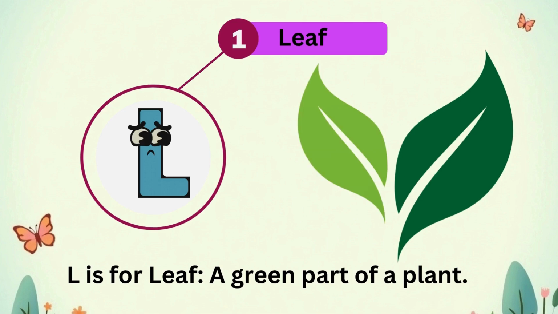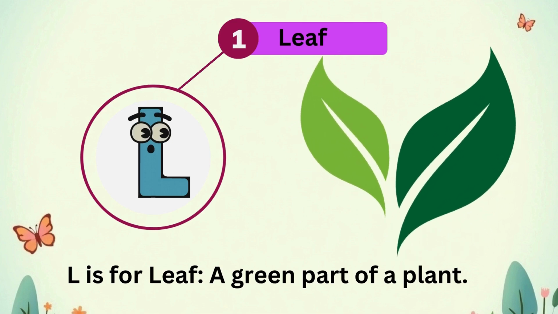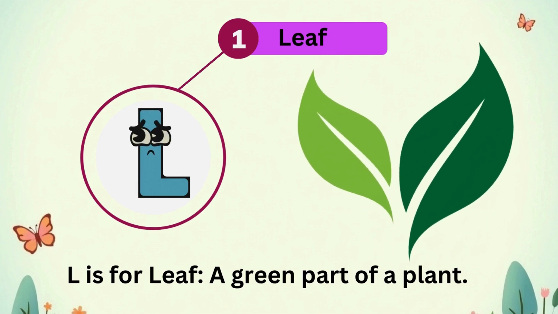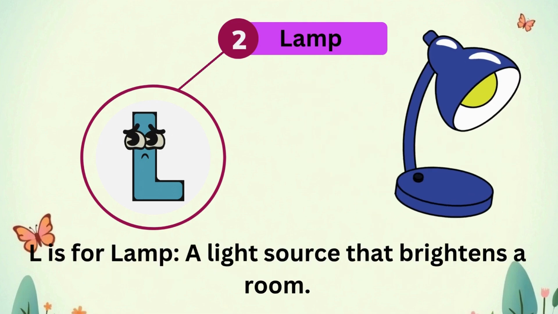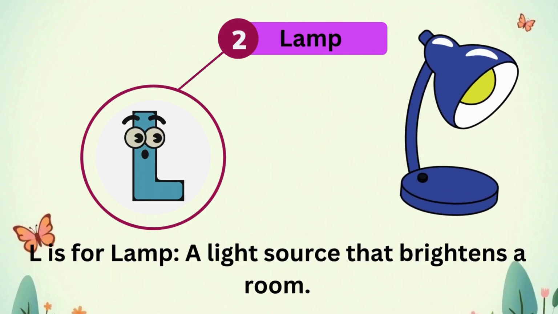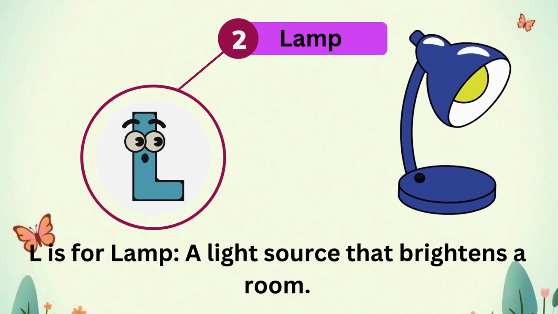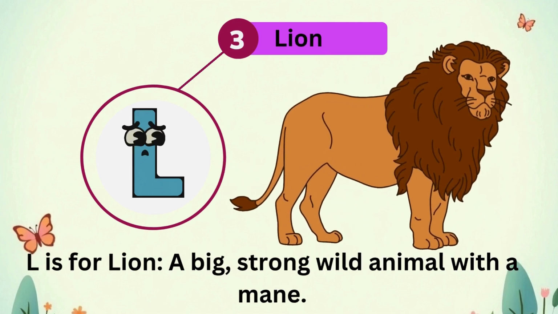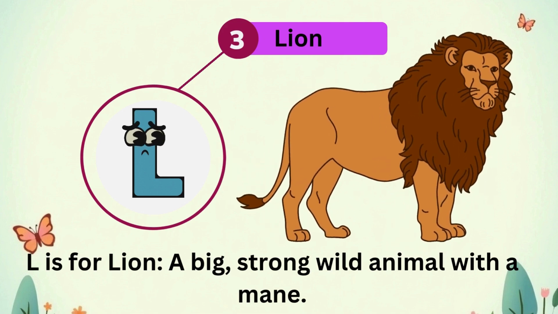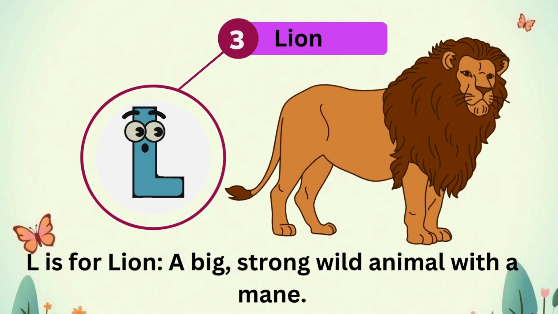L. L is for leaf, a green part of a plant. L is for lamp, a light source that brightens a room. L is for lion, a big, strong, wild animal with a mane.